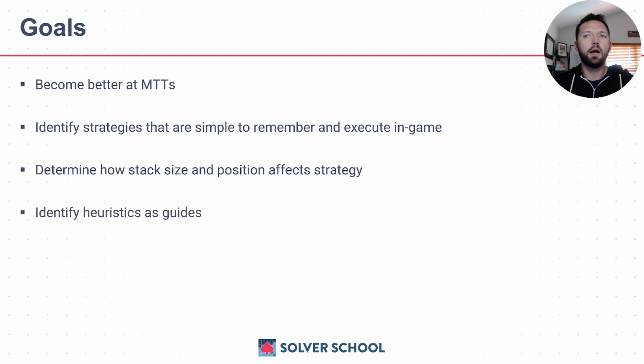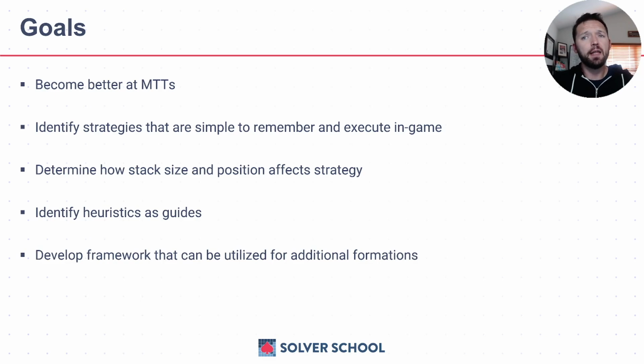I'd like to identify heuristics that I can use to guide my own strategies. So what are the characteristics of particular boards that can help me determine how I should play a particular flop? I'd like to make sure that that is incorporated into my overarching strategy. And then finally, I want to develop a framework that I can utilize for additional formations.